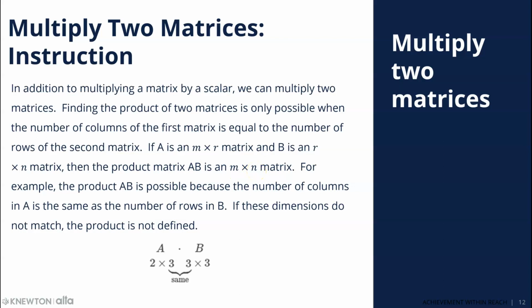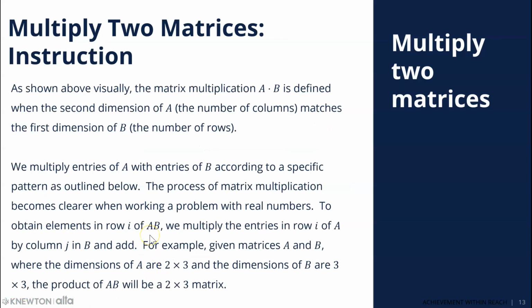So for example, the product AB is possible because the number of columns in A is the same as the number of rows in B. If these dimensions do not match, then the product is not defined. Again, when you're multiplying two matrices, you have to make sure that the number of columns in the first matrix is equal to the number of rows in the second matrix. Take note that multiplication of matrices is not commutative. That means the product AB is not equal to the product BA.